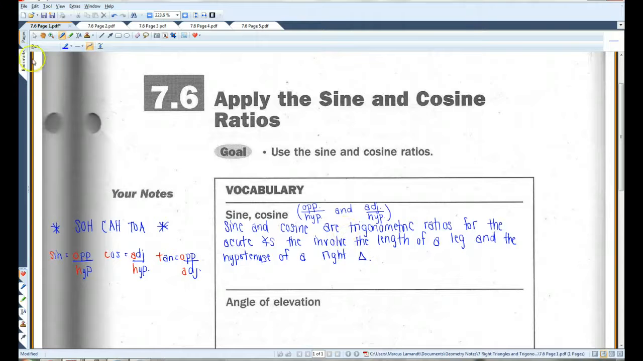Now, I will probably mention this in class if I haven't done so already. SOHCAHTOA is a really, really good way of memorizing all three trig functions. Okay? So, sine is opposite over hypotenuse. Cosine is adjacent over hypotenuse. And TOA, tangent, is opposite over adjacent. So if you can memorize just this word, you have all three trig functions memorized.